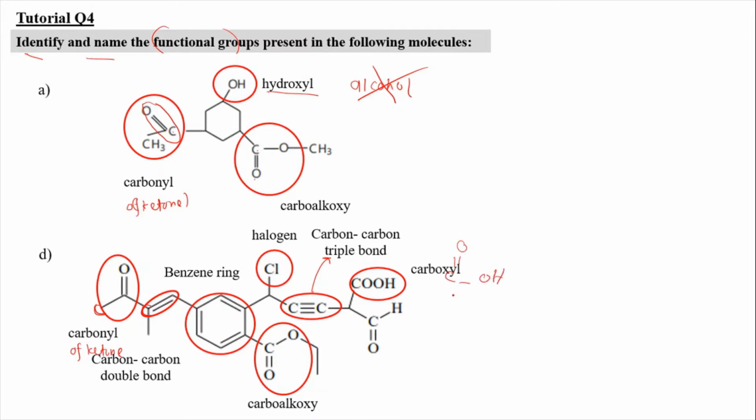carboxyl group. And then we're going to have another functional group here, where it refers to C double bond O attached with hydrogen. So when it is attached with hydrogen, it's going to be a carbonyl of aldehyde.